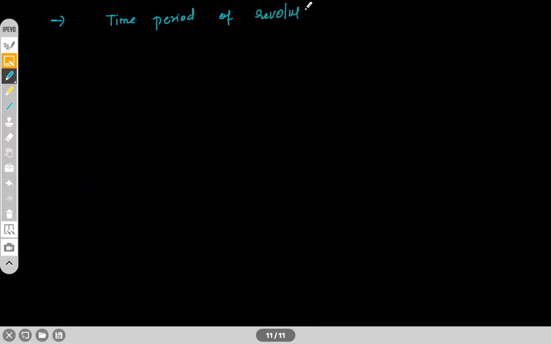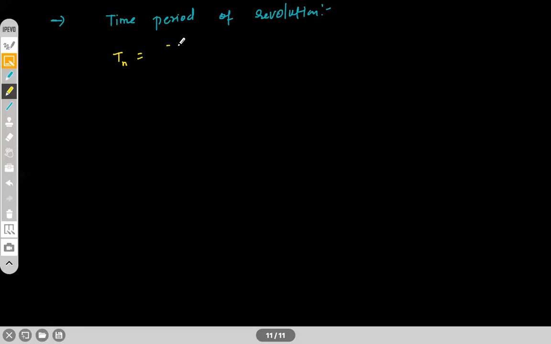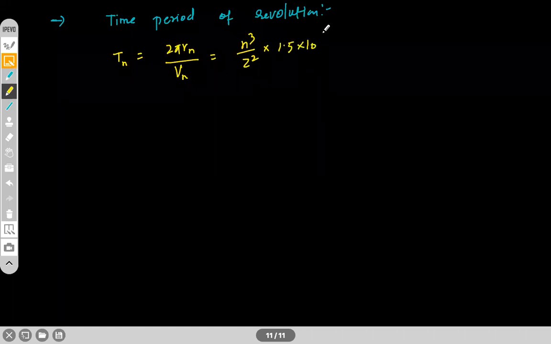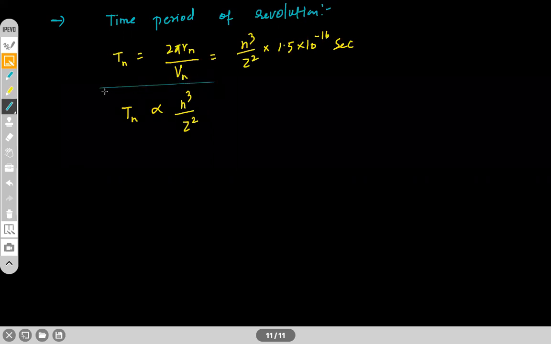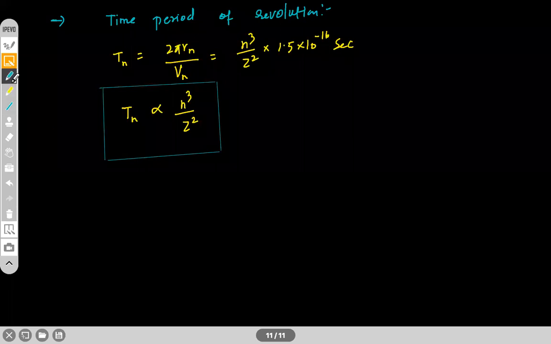Okay. So the time period for the nth orbit, we write it as 2 pi rn, the radius of that orbit, divided by the velocity vn. You substitute rn and vn, you will get the relation as n cube by Z square into 1.5 times 10 to the power minus 16 seconds. This constant term is not required. You should know this relation, that the time period is directly proportional to n cube by Z square. Sometimes they'll ask you to compare the time period in two different orbits also. You should know this relation. Similarly, one more term we have, that is orbital frequency.